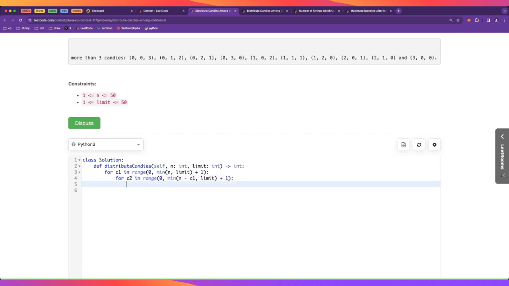And now we're done, because C3 must be whatever is remaining, which is this expression. However, there could be a problem, because maybe C3 is more than the limit. So only if C3 is less than or equal to the limit do we want to count this possibility.